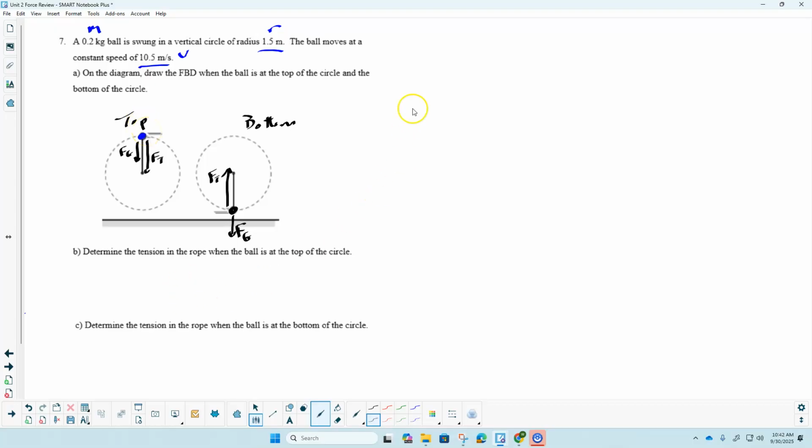Determine the tension in the rope. We're going to need to know the centripetal force here. So that's MAC or MV squared over R. We have all the numbers to figure out the centripetal force, which is the net force, essentially, the total force. So it'd be 0.2 times 10.5 squared divided by 1.5.